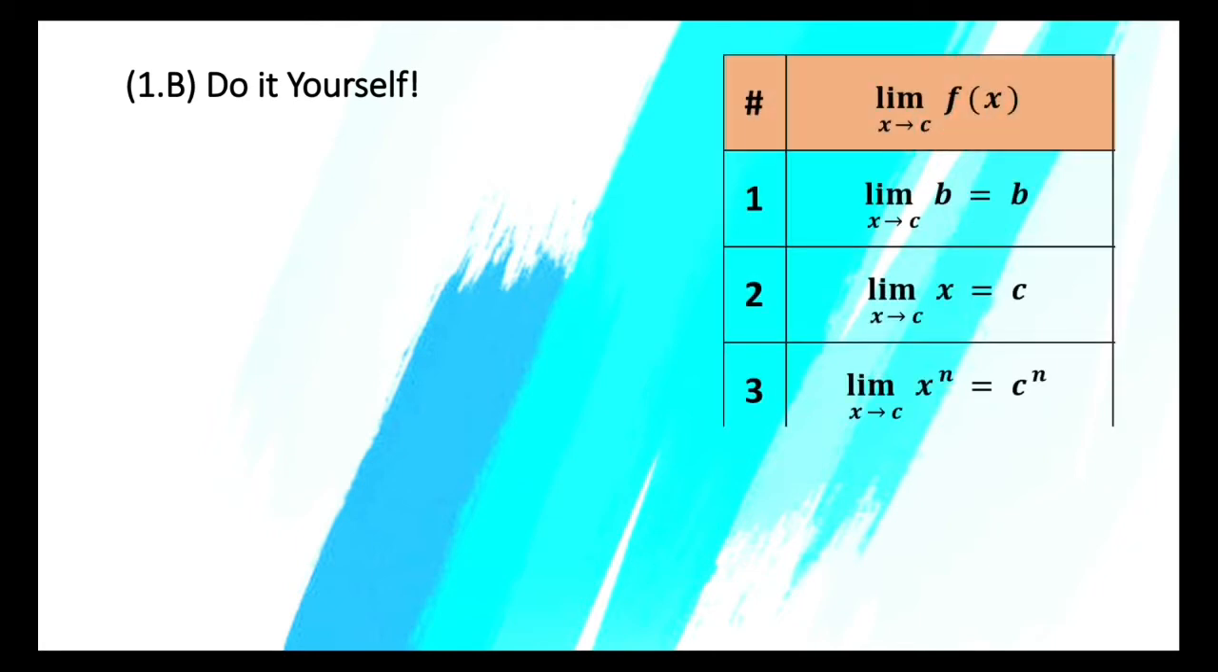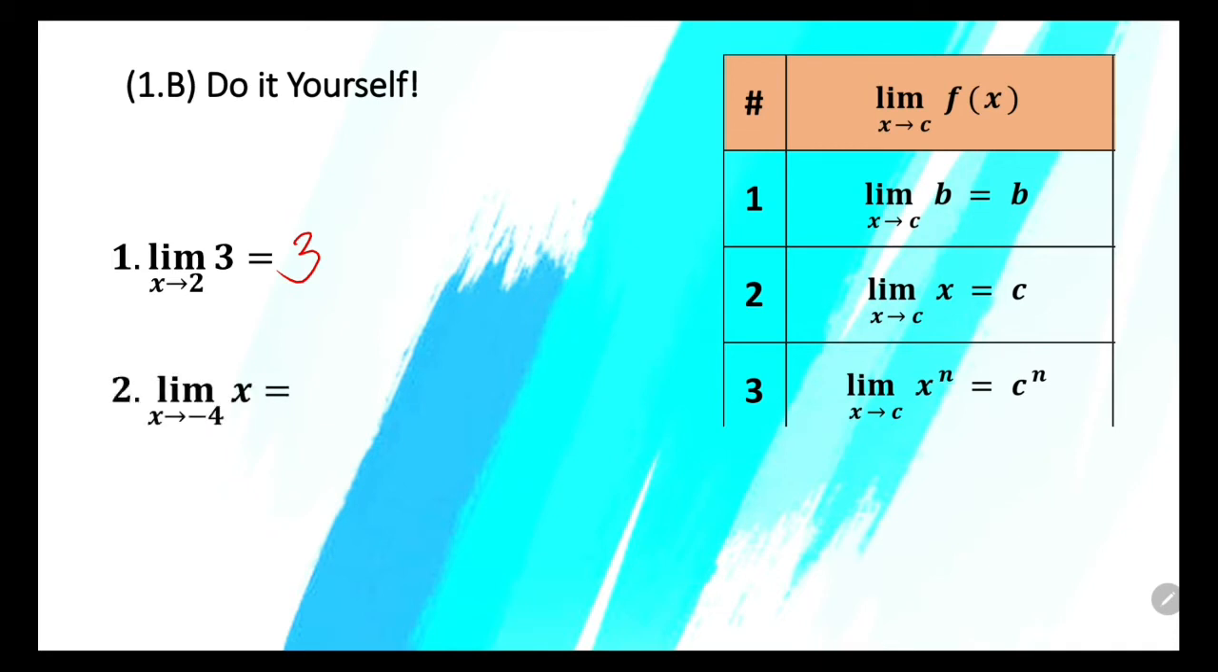This time, let's try to solve the do-it-yourself using the three basic limits. For example, the limit of 3 as x approaches 2. Clearly the limit of a constant 3 is equal to itself, which is 3.